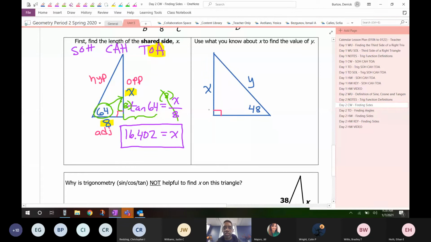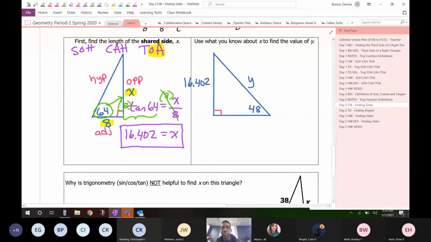There's not enough information in the second picture to enable us to find the y value. So we really have no choice but to use the x value that we just found. So in the previous problem, we just found that x is 16.402. So we now have to use that information. So I'm going to put the 16.402 in place of x. So now we can go ahead and do the problem.